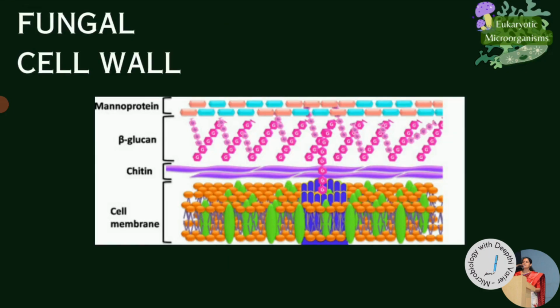Now, if we look at the cell wall, this is how the structure looks. We have the cell membrane from where the cell wall is arising. This is the cell membrane. External to the cell membrane, we have the cell wall. The innermost layer will be the chitin layer. Beyond the chitin layer, we will have the glucan layer. And finally, we will have the proteins.